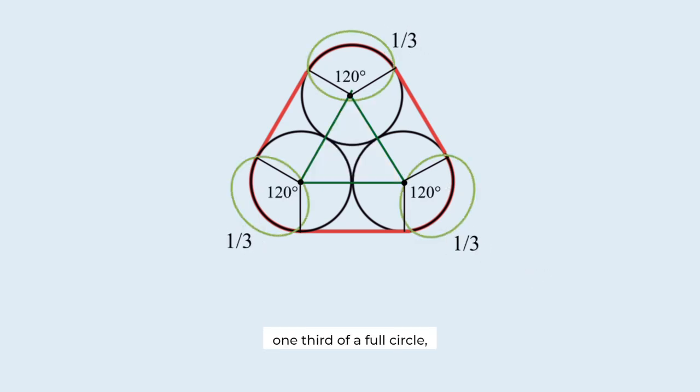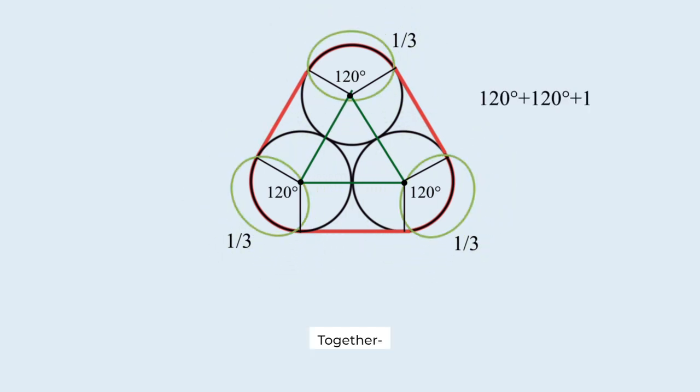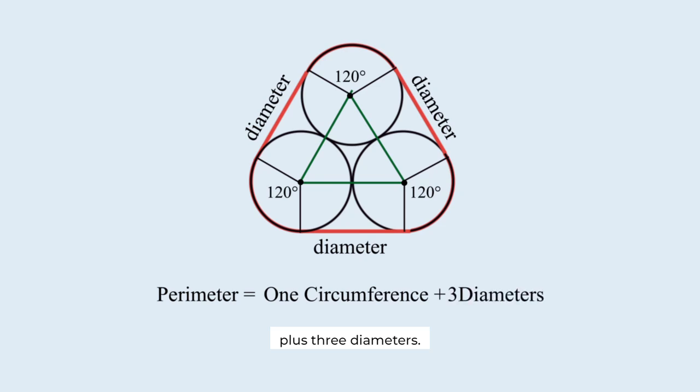Each arc is 1/3 of a full circle, and there are 3 such arcs. Together, their central angles add to 360 degrees, 1 complete circle. Therefore, the total perimeter is 1 circumference plus 3 diameters.